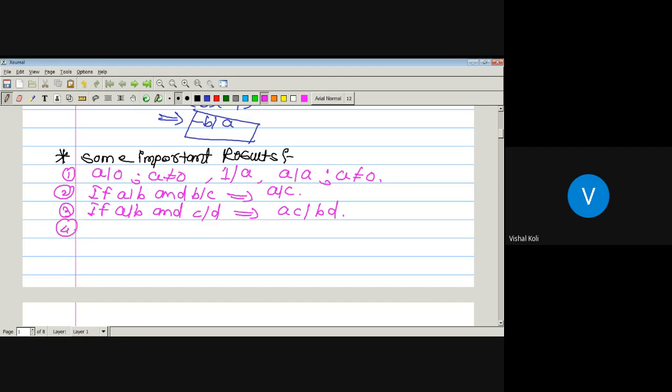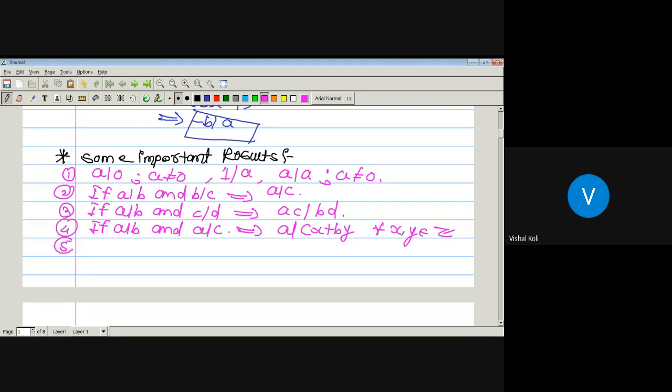Now fourth one: if a divides b and a divides c. So here a is an integer which divides both the integers b and c, which implies a must divide any linear combination of b and c, that is, bx plus cy for all x, y belonging to the set of integers. Whenever one integer divides the two integers b and c, then that integer must divide the linear combination of b and c also.